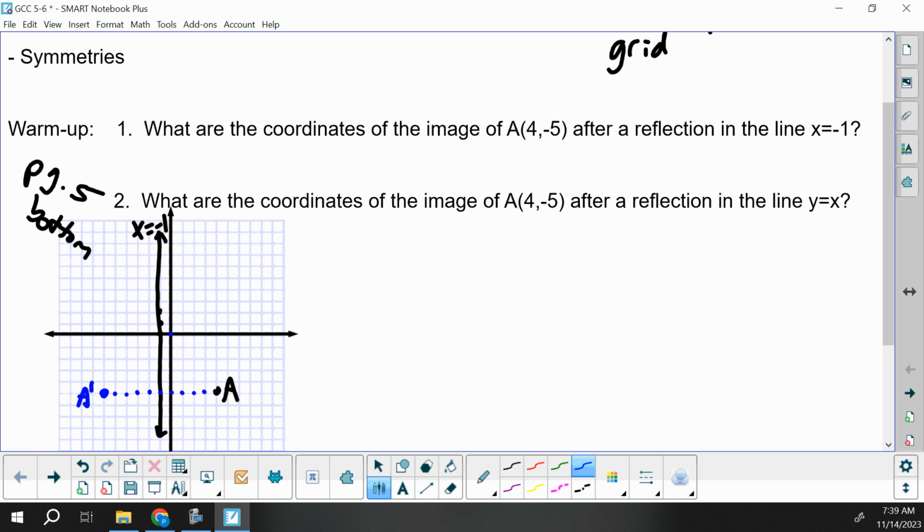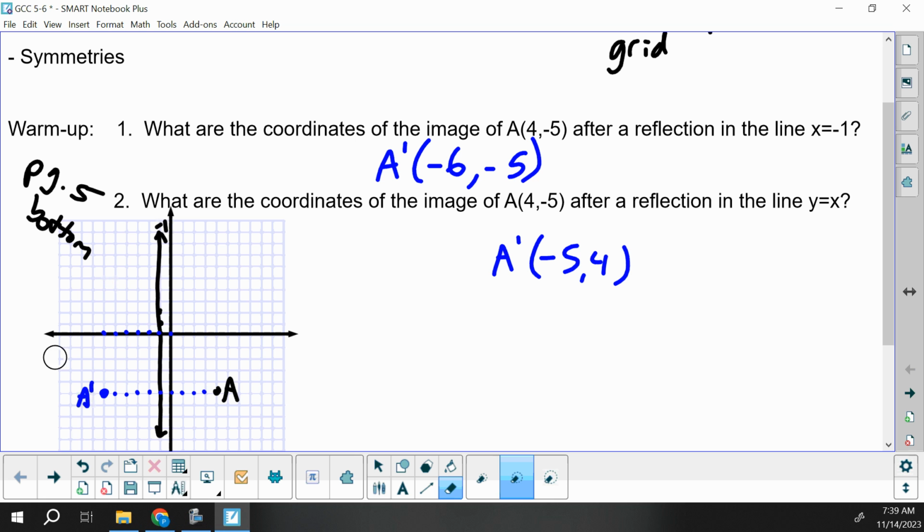Well, from the origin, we went left 1, 2, 3, 4, 5, 6. So A prime has an x value of -6. And then we went down 5. So we will have -5. For y equals x, our rule is all you do is you just switch the x and y. So in this case, A prime would just be (-5, 4).